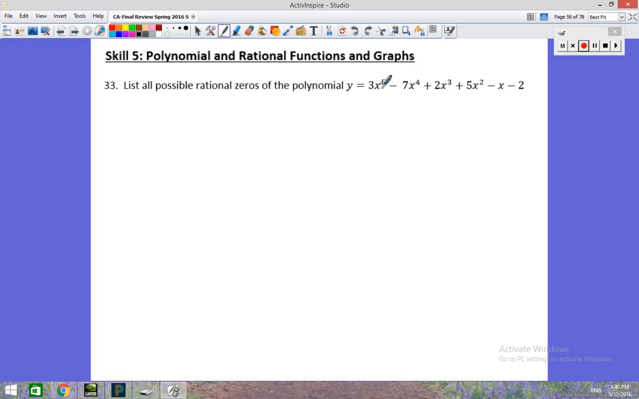By standard form, the exponents are in descending order: 5, 4, 3, 2, 1, the constants last. Let's look at the factors of that constant term. This constant term, whether it's 2 or negative 2, doesn't matter because we put plus or minus in front of our factors. 2 is a prime number, so the list of factors is plus or minus 1, plus or minus 2. Now, this guy is the possible numerator.